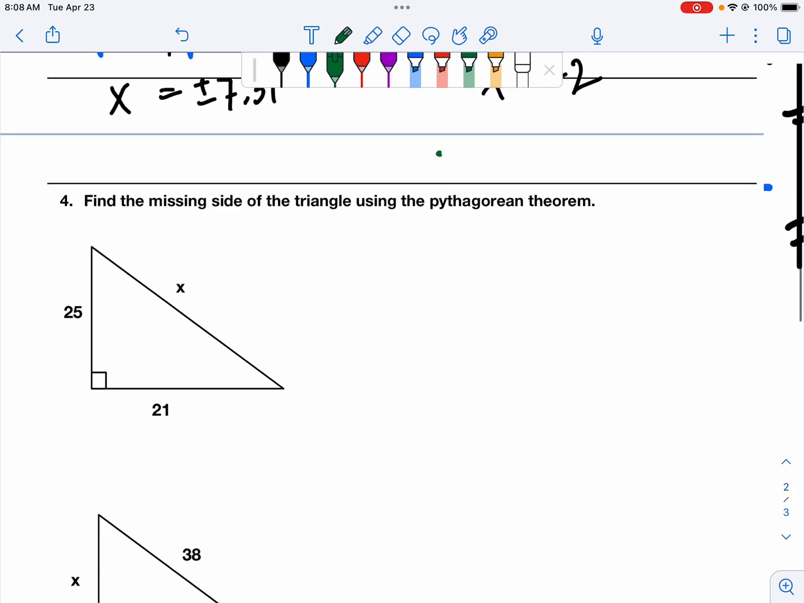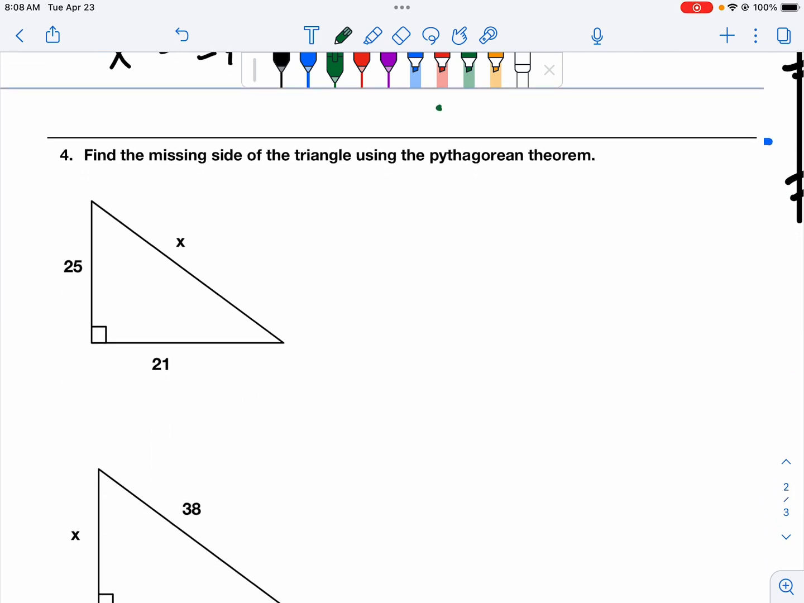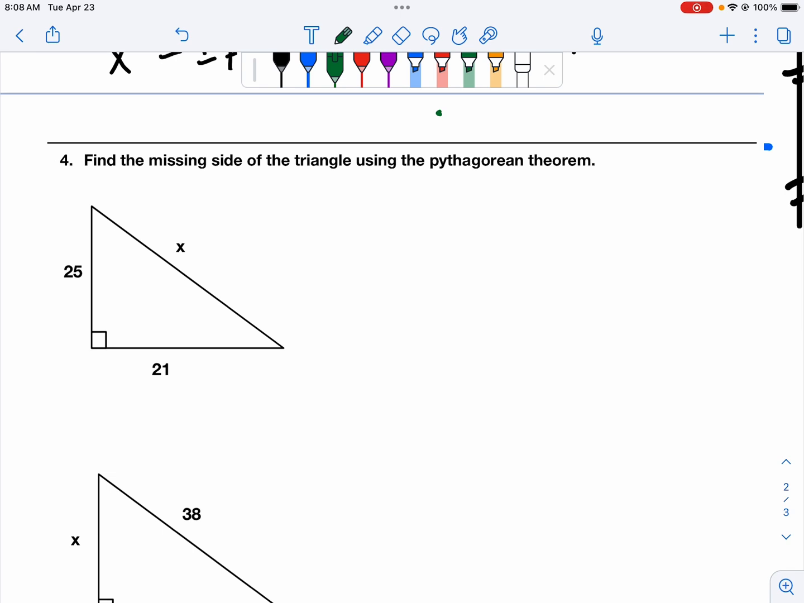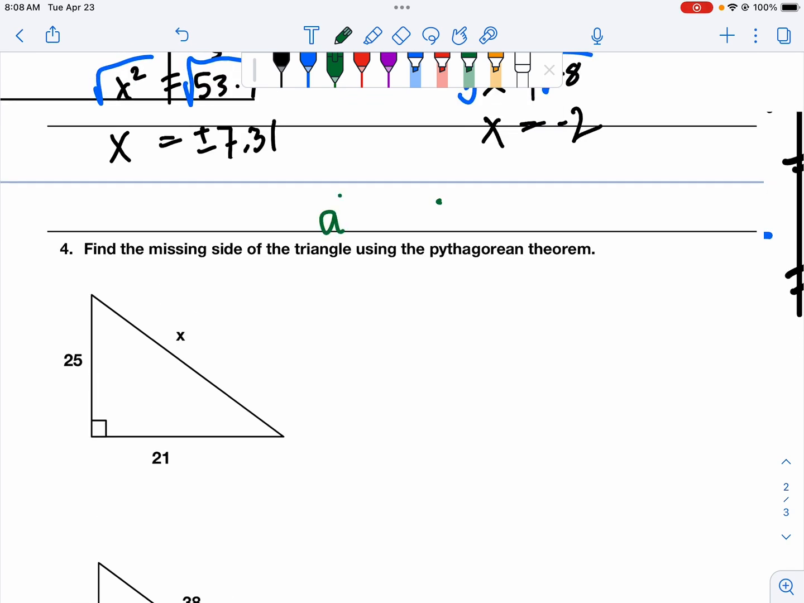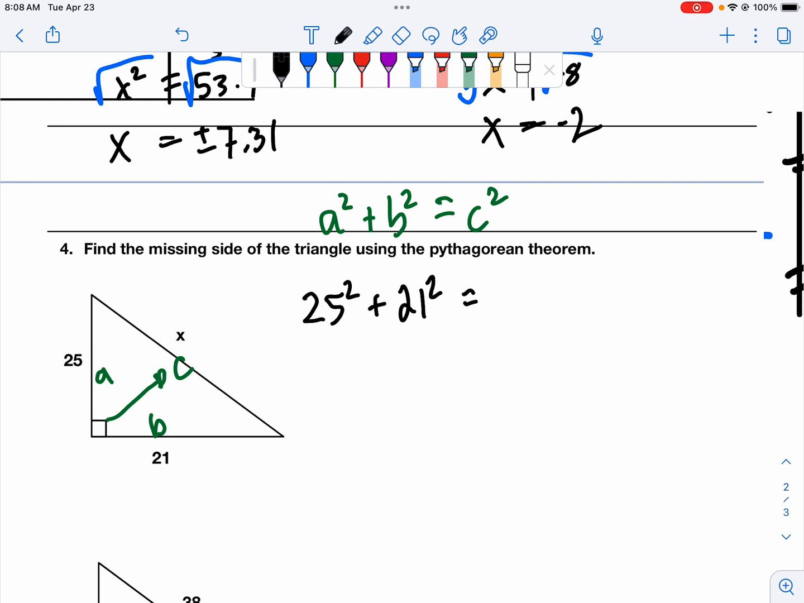All right, next problem is Pythagorean. Okay, so let's go ahead and look at this. We know that a squared plus b squared equals c squared, where a and b are the legs and c is the hypotenuse. So looking at this triangle, we would have a, b, and c. C is across from the right angle. A and b can be flipped, doesn't matter. Let's go ahead and write out those numbers into the equation. 25 squared plus 21 squared equals c squared, or you could just put the x in there. That works too.